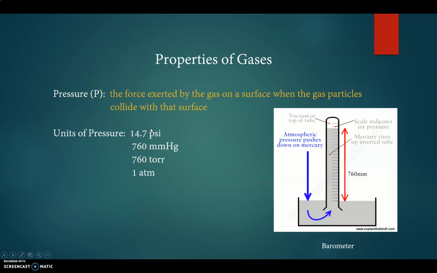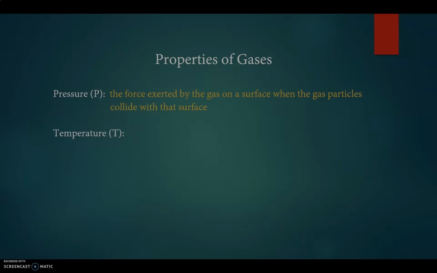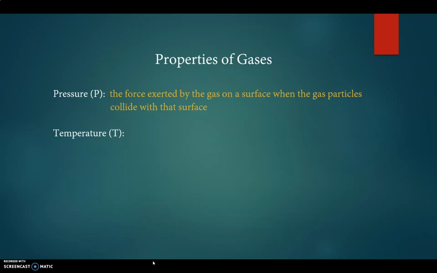So each of these 4 units is equal to each other, and therefore you could convert from one to the other. You could set up a conversion that said 14.7 psi over 1 atmosphere, or 760 torr over 1 atmosphere. Any pair of those will make a perfectly good conversion. The second property we use to describe gases is the temperature, or the amount of kinetic energy the gas molecules have. So, as we learned way back in the beginning of the semester, it simply represents the average kinetic energy, or the average internal kinetic energy of the particles.